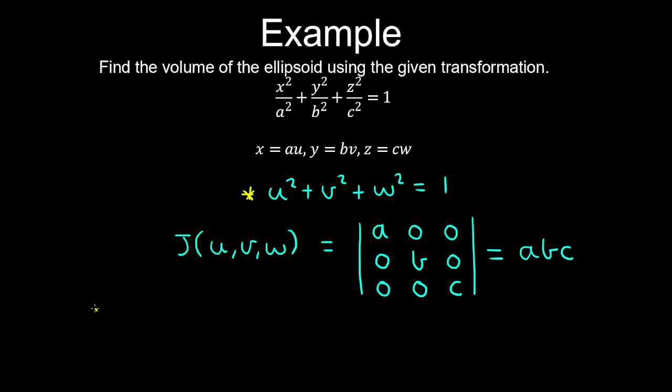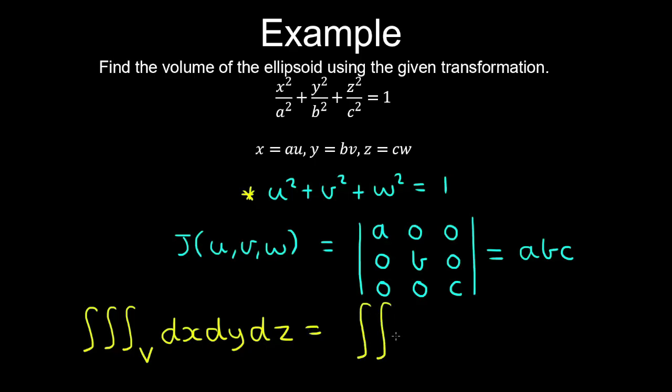So we have our integral in Cartesian coordinates over the volume of the ellipsoid. So we integrate with respect to x, y and z, and we transform this into our integral over our region in UVW space, which is a sphere of radius 1. So that's the integral over the region in UVW space, and we have the Jacobian being a, b and c, and we integrate over u, v and w.